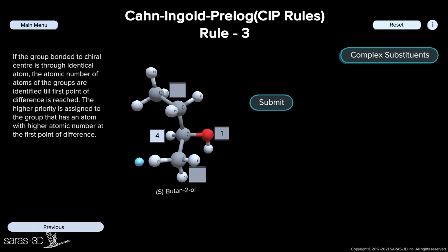Now if we see the methyl group, it is bonded through the carbon to the chiral center. Same way, the ethyl group is bonded to the chiral center through the carbon. So now there is a tie between these two carbon atoms because both have the same atomic number. So we will search for the first point of difference. This carbon is further bonded to 2 hydrogens and 1 carbon, whereas this carbon is further bonded to 3 hydrogen atoms. Now carbon has a greater priority over hydrogen, so the ethyl group will be assigned priority 2 and the methyl group will be assigned priority 3.